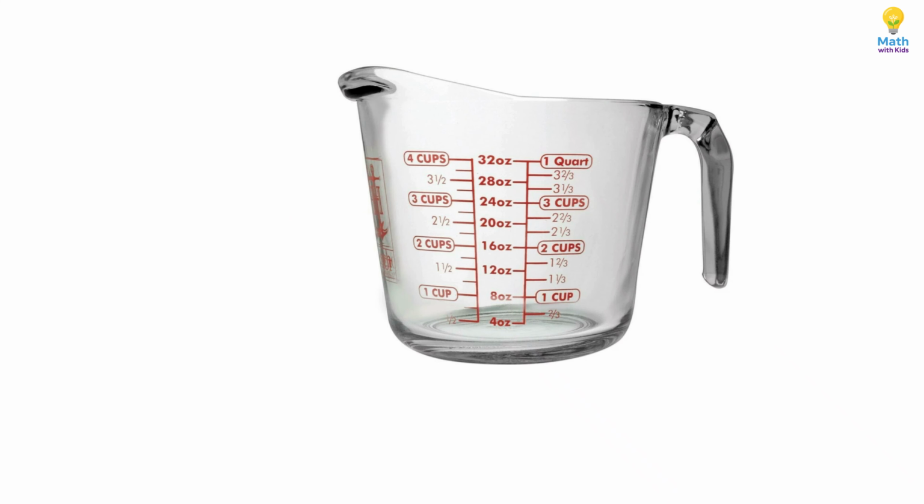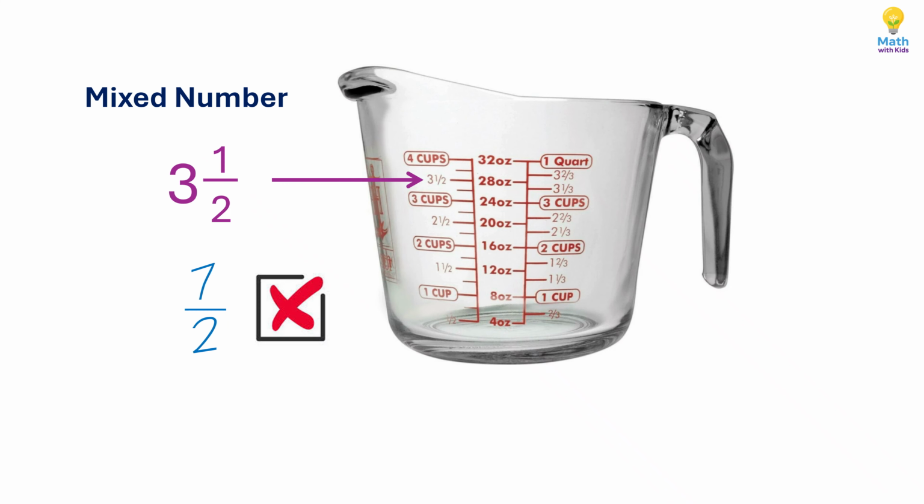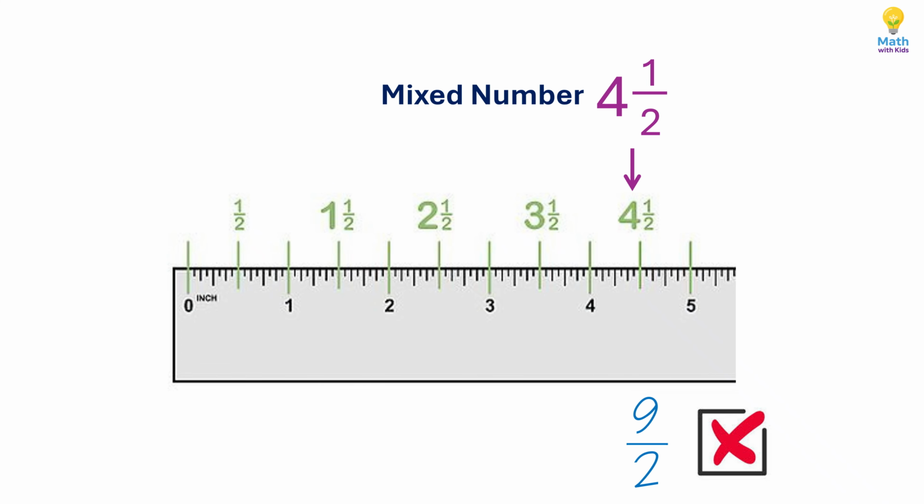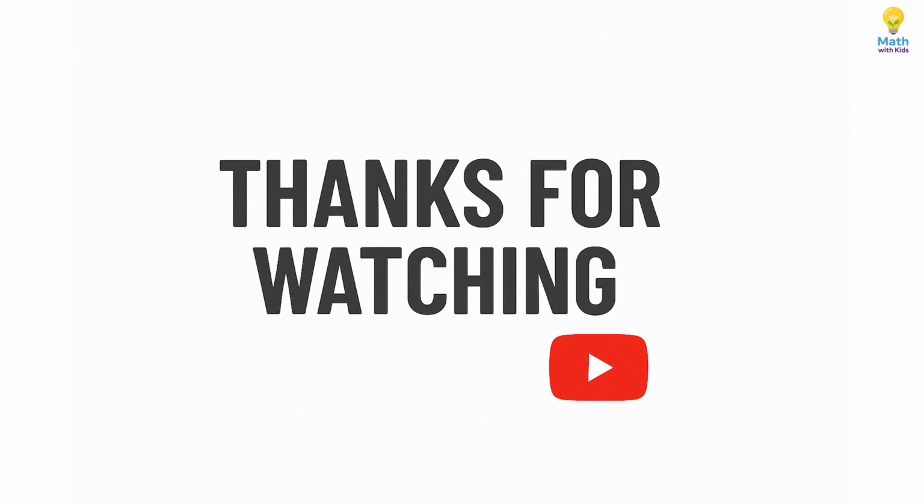Mixed numbers are everywhere. On measuring cups, you'll often see 3½, not 7 halves. On rulers, you'll see 4½, not 9 halves. Today, we learned improper fractions and mixed numbers. Next time, we'll dive deeper into how to convert between improper fractions and mixed numbers.